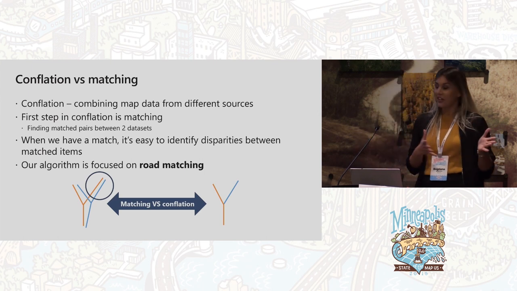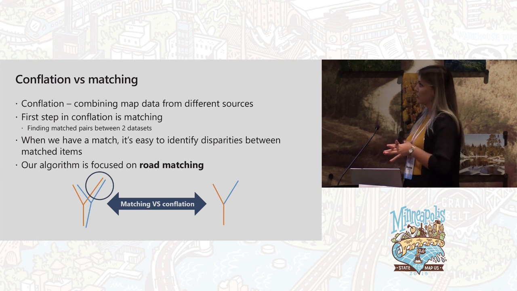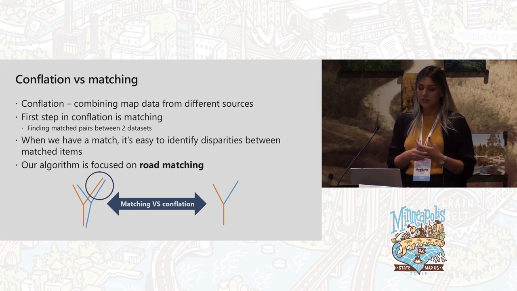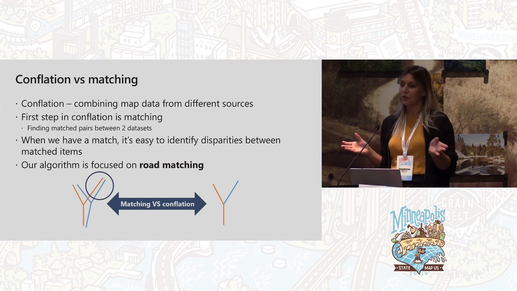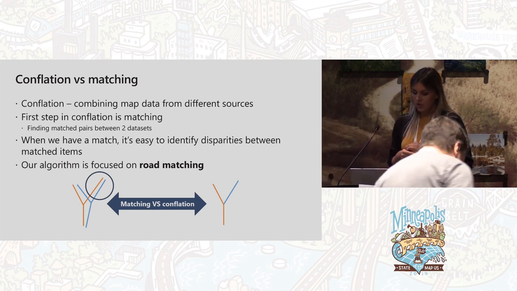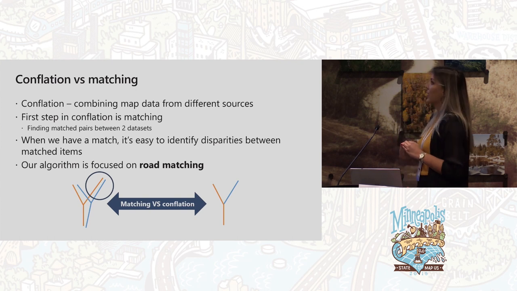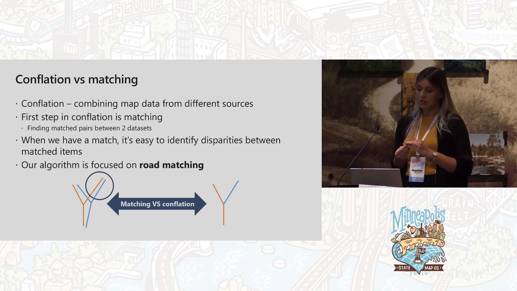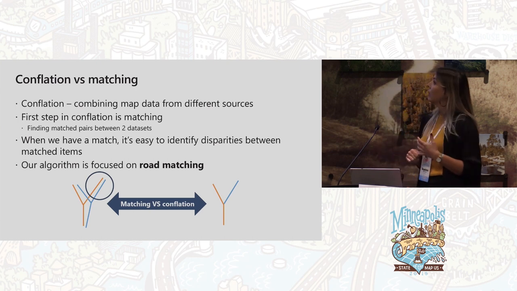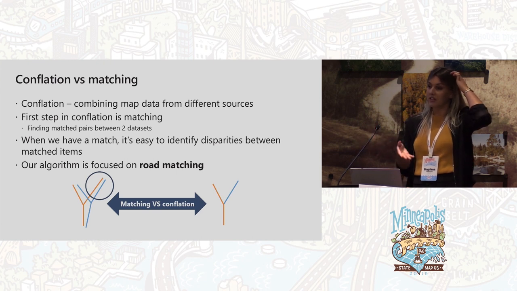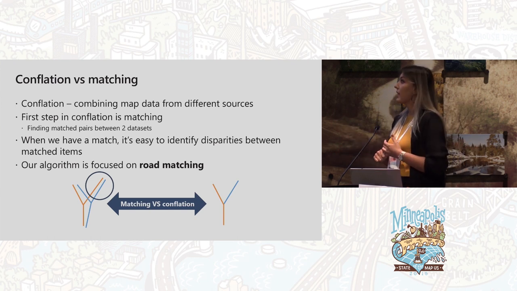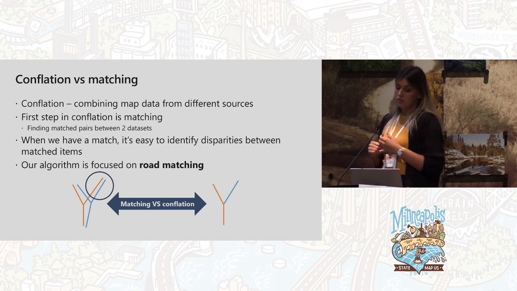So like I said, the title was Road Conflation. Let's call that a working title. First of all, I want to establish a difference between conflation and matching. In general, conflation means that we combine, in this case, map data from two or multiple sources to create a resulting data set that picks up the best from all sources, depending on how good your conflation is. The first step in conflation is matching, trying to find the matched pairs between those two data sets. And that's probably the most challenging part. When you have a match, it's fairly easy to identify where the information is missing from one data set or the disparities between those data sets. Like I said, we are pulling the whole road network from OSM, and the algorithm we are working on is focused on road matching.